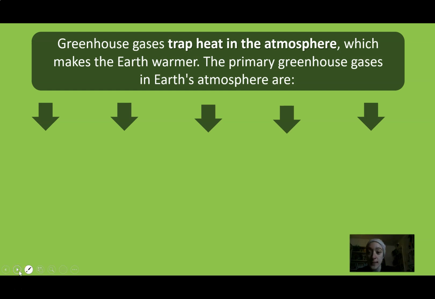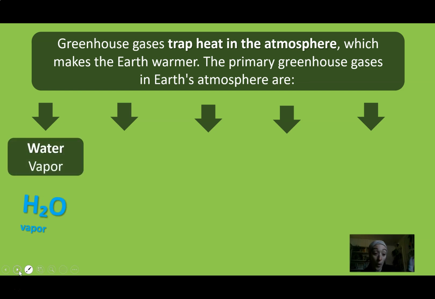Okay, so I'll read what it says at the top. Greenhouse gases trap heat in the atmosphere, which makes the Earth warmer. So the primary greenhouse gases in the atmosphere are water vapor. I know you know that one. We've talked about water vapor before. That's also part of the hydrosphere. Remember, water vapor is one of those that kind of toes the line between hydrosphere and atmosphere. It's really a part of both, just like clouds.